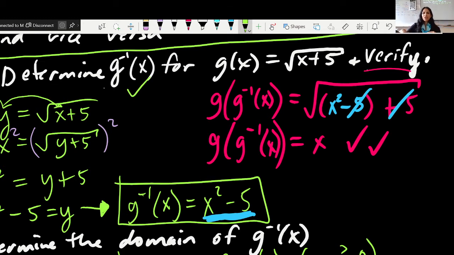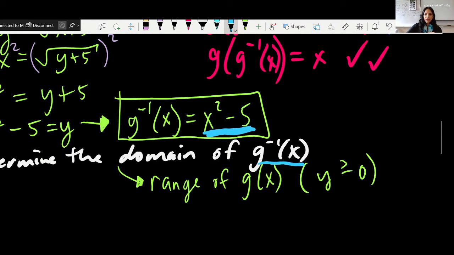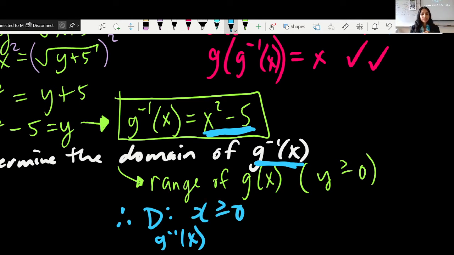So then what is the domain for my new function, which I guess I'll do in blue so that we can keep things consistent. So therefore, what would my domain be if I write down my domain for this? The domain for the inverse of x, what's it going to be? If that's y is greater than or equal to 0, it's just going to be x has to be greater than or equal to 0. Good? Questions?